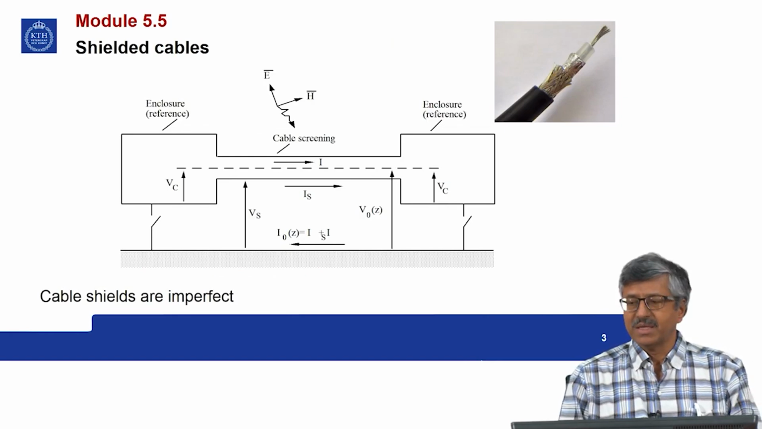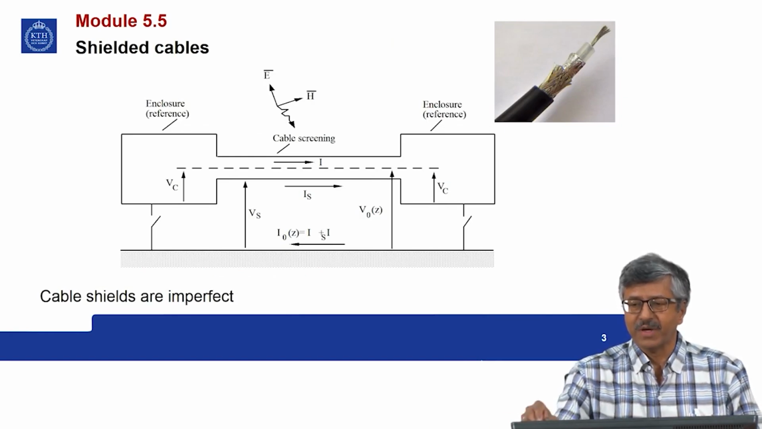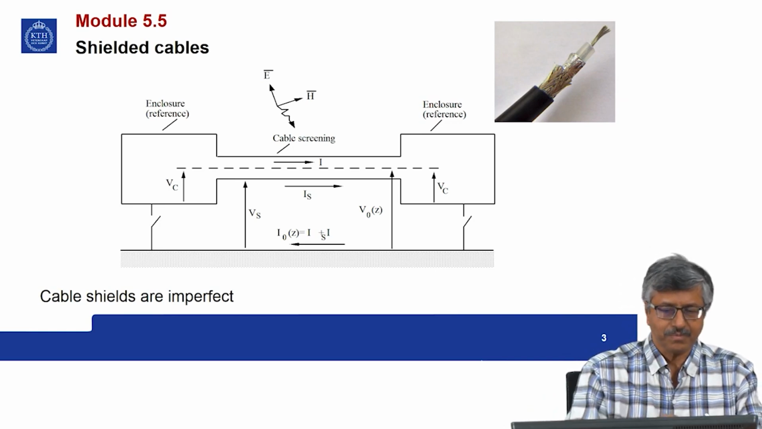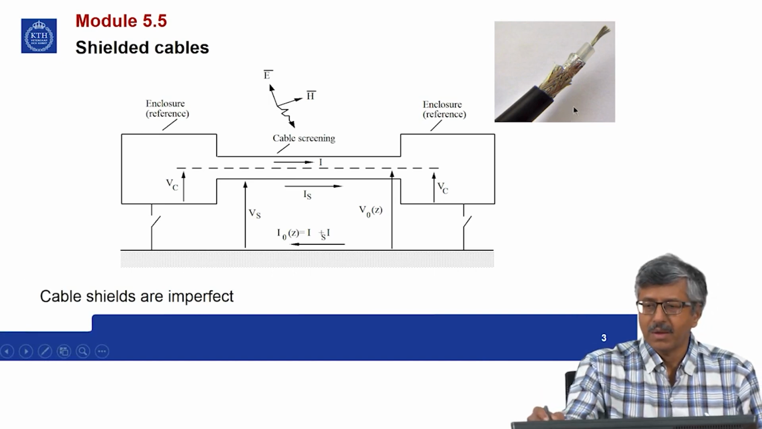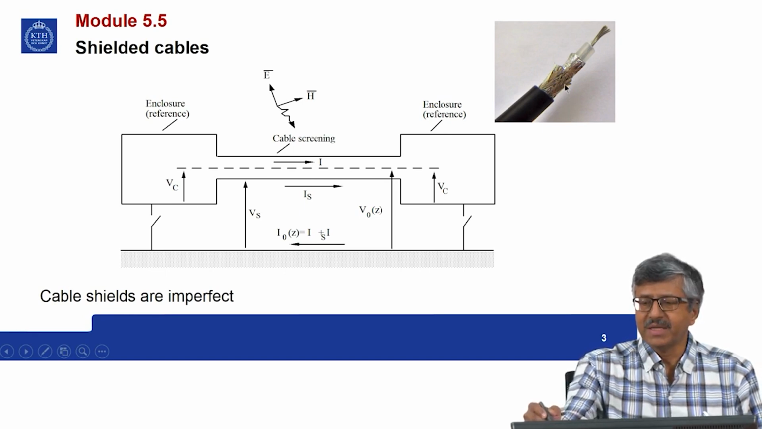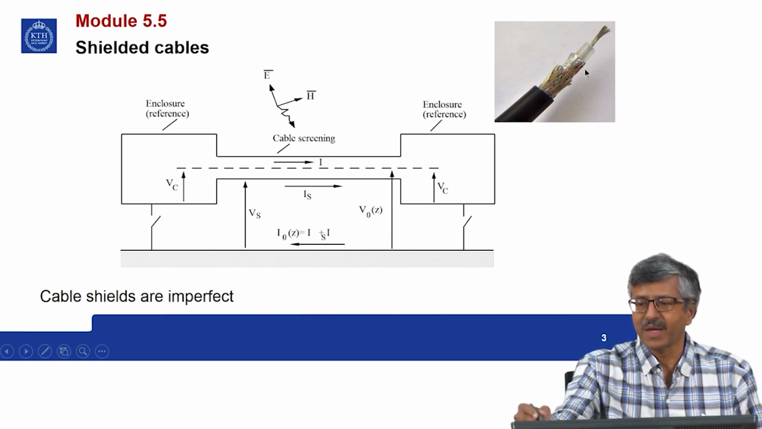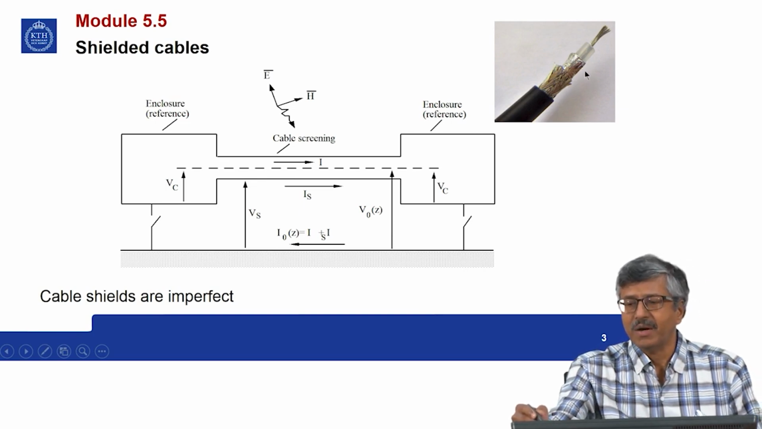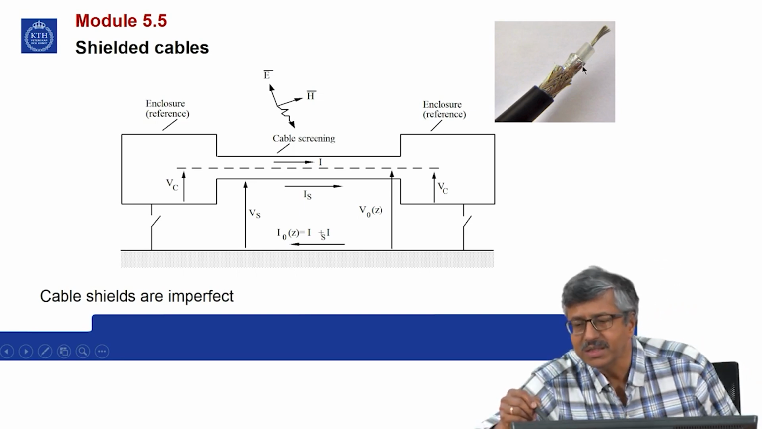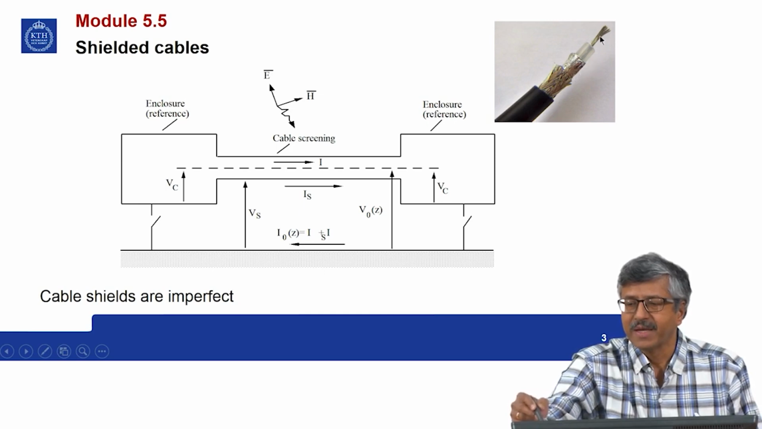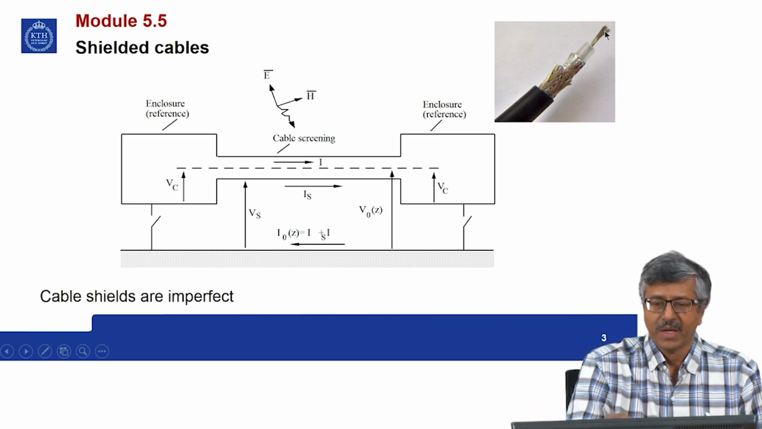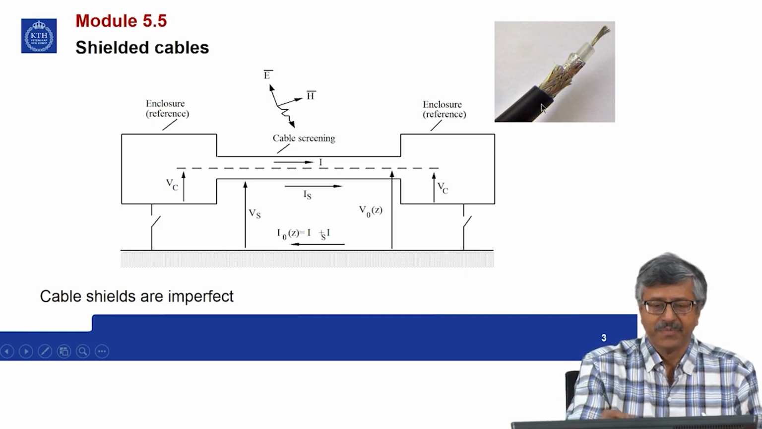Now, consider this picture of the shielded cable. So, you can find the shield which is in the form of a braid, and you have insulation and also one more shield over here which is more like a solid shield, and the inner conductor. So, this is one example of a shielded cable.